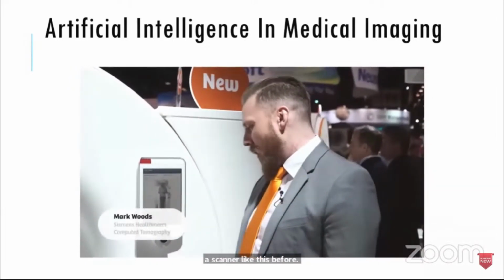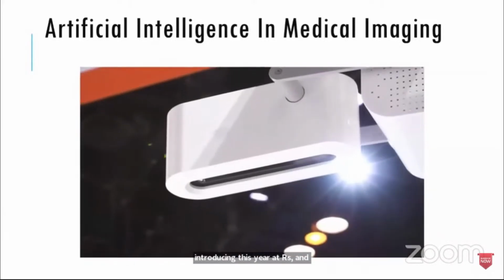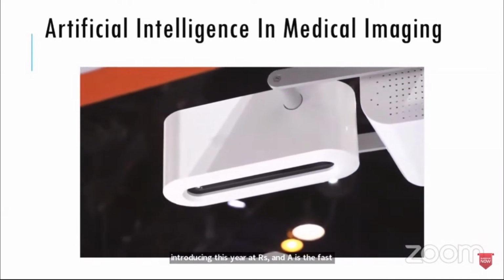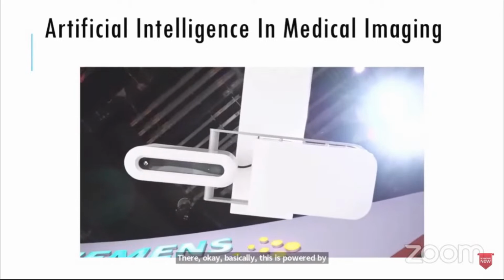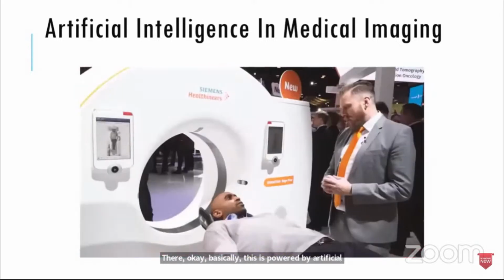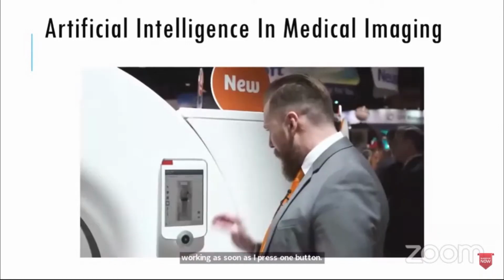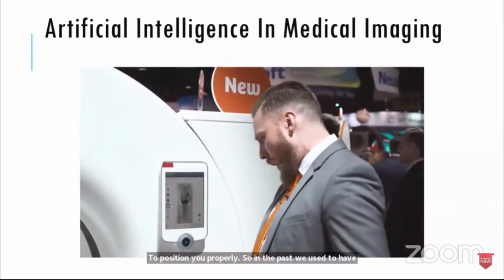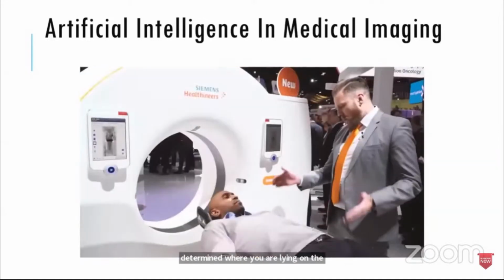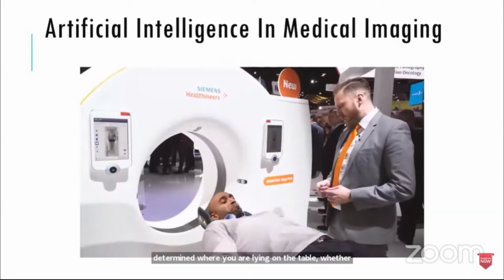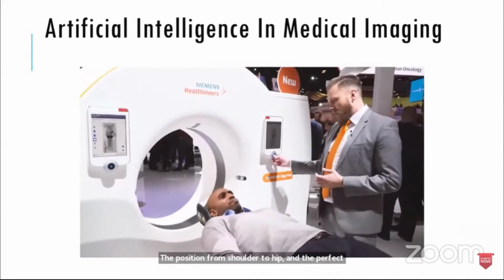Yeah, so what we're introducing this year at RSNA is the fast integrated workflow with the new fast 3D camera just above you there. Basically, this is powered by artificial intelligence. We've got a lot of algorithms in there working as soon as I press one button to position you properly. So in the past, we used to have to do all of this manually, but now it has determined where you are lying on the table, whether you're head first or feet first. It's already checked the position from shoulder to hip and the perfect isocentering as well. So now you're ready to be scanned.